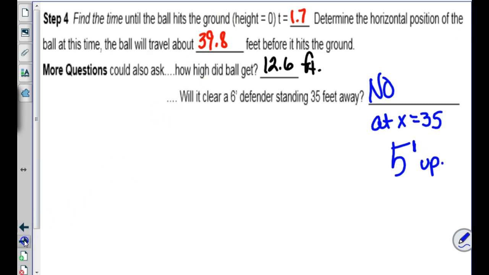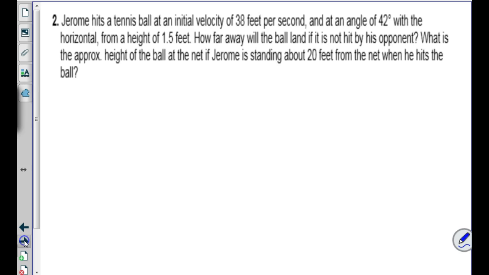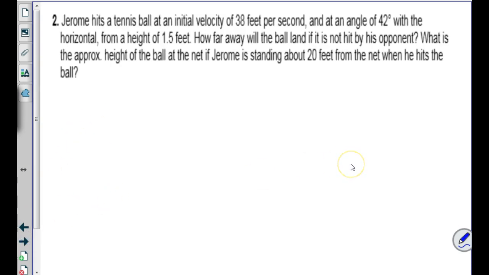All right. We're going to do at least one more together. Do you want to do throwing a ball or you want to do tennis and whether it clears the net? Which one should we do? Guys, I seriously want you to do one more of these. You want to do number 1 or number 2? Number 2. Okay. I haven't done this one today, so we'll see how it goes.